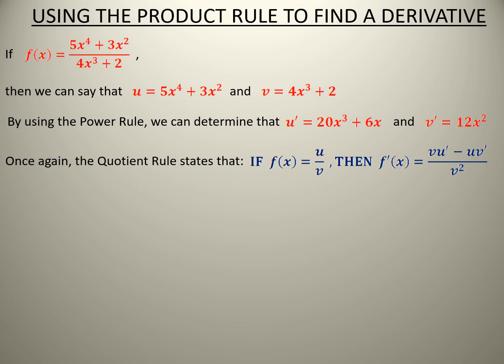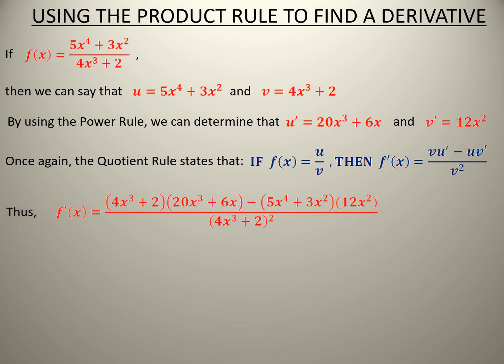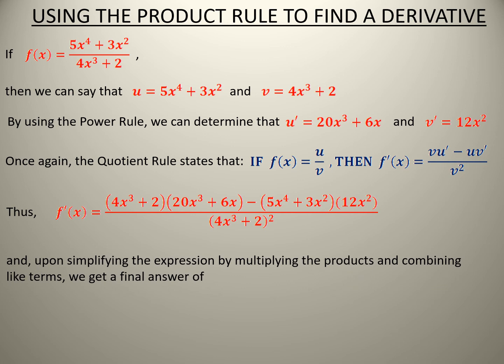Once again, the quotient rule states that if f(x) equals u over v, then f prime of x equals v times u prime minus u times v prime, over v squared. Thus, f prime of x, for our function f, equals the quantity 4x cubed plus 2 times the quantity 20x cubed plus 6x, minus the quantity 5x to the fourth plus 3x squared times 12x squared, divided by the quantity 4x cubed plus 2, squared.